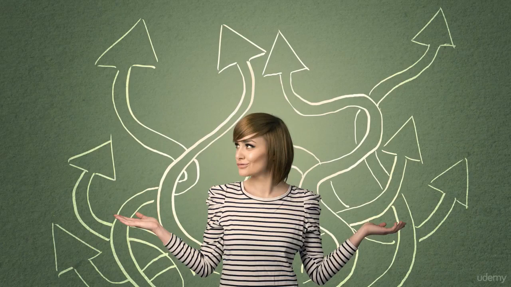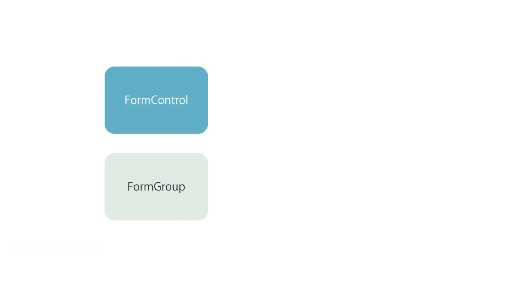Now, if you're confused about all these classes and directives, let me make it super simple for you. In Angular, we have two classes to keep track of the state of input fields and their validity. One is form control, which represents only one input field, and the other is form group, which represents a group of input fields. Now, when we apply the ng-model directive on an input field, Angular automatically creates a form control object and associates that with that input field. So this is form control and ng-model.